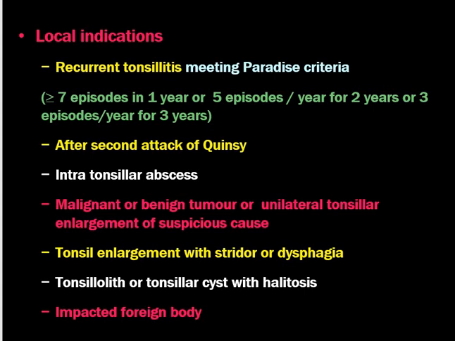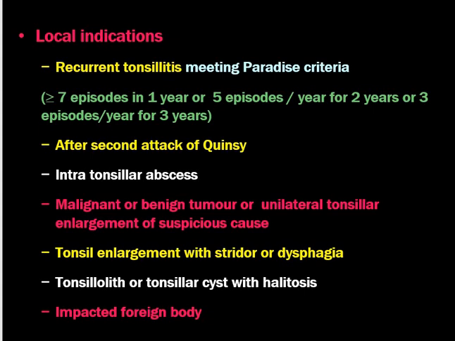year, or 5 episodes per year for 2 years, or 3 episodes per year for 3 years, then the patient has to undergo tonsillectomy. This is basically due to office loss in developed countries, and sometimes when there is recurrent infection that may affect different organs, including the heart, leading to subacute bacterial endocarditis, kidneys, glomerulonephritis, or the joints, rheumatic arthritis. Therefore, it is better to undergo tonsillectomy when the patient is having recurrent tonsillitis.